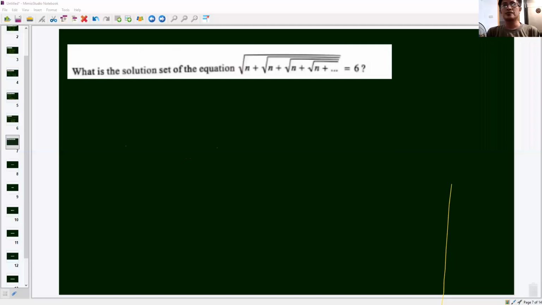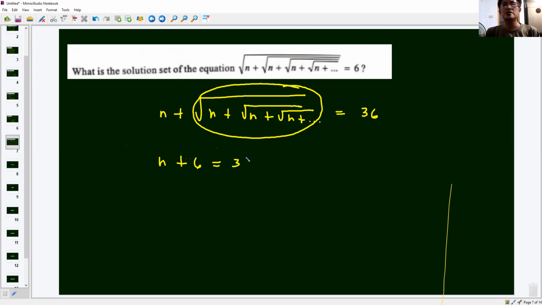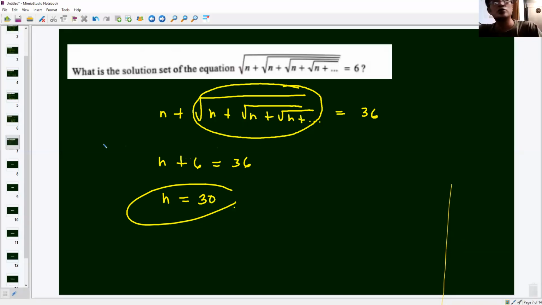30. Good. So now, diba, what you do, you just square again. You will have n plus square root, n plus square root, n plus dot dot dot, equals 36. Then, you know, this nested radical is the same as the original. Yan din yun eh. So you have n plus 6 is 36. N is 30. Bakit di kayo sure? Ayan. Next. Okay, good. Next.